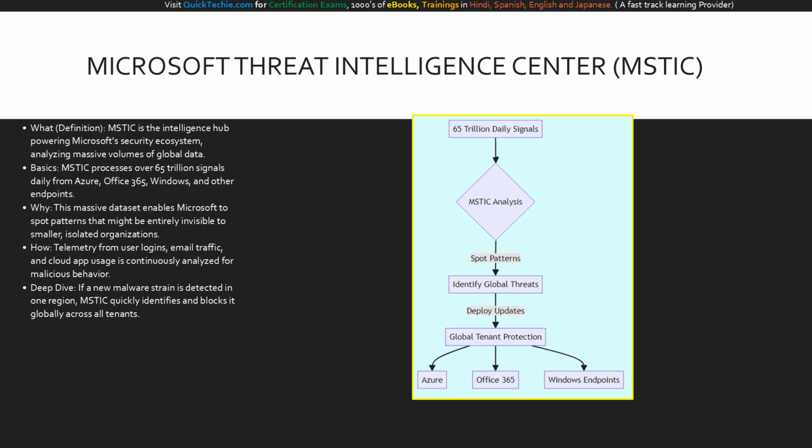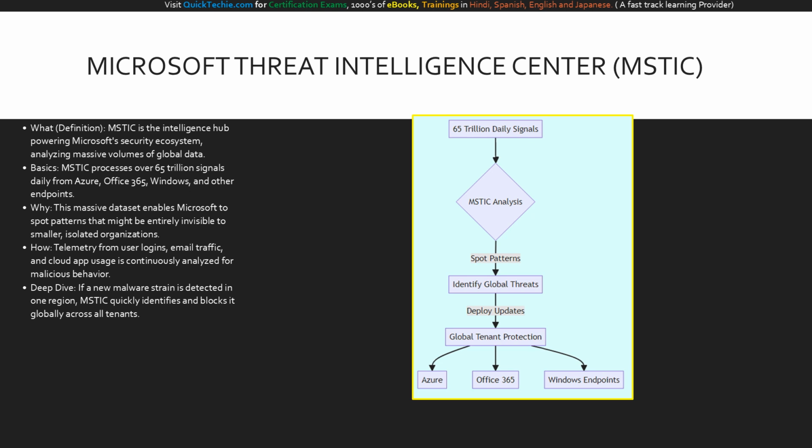Why does this massive scale matter? Because it enables Microsoft to spot coordinated patterns, like the early stages of a ransomware outbreak, that would be completely invisible to a single organization analyzing its own isolated logs. The deep dive value here is global herd immunity. If MSTIC detects a brand new malware strain in one region of the world, it can rapidly identify and block it globally for every Microsoft customer.